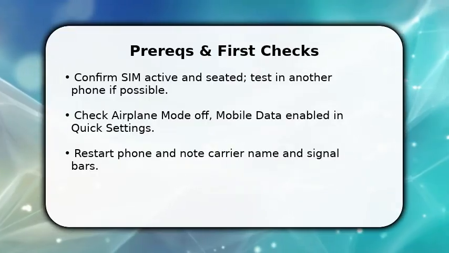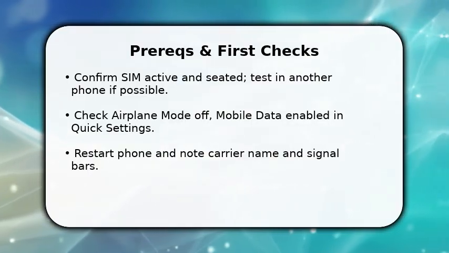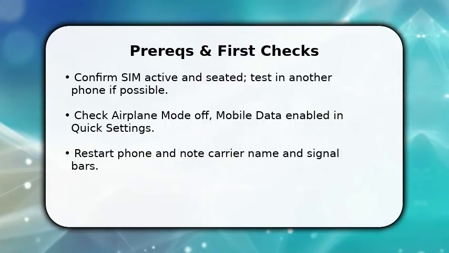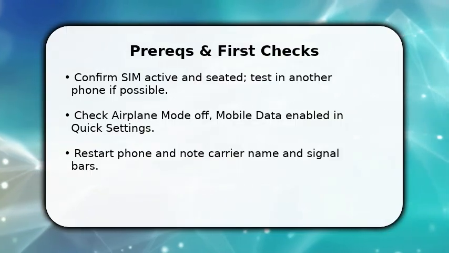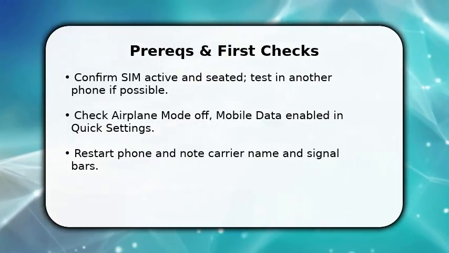You start by verifying basics that actually matter. Make sure the SIM is active and properly seated, and confirm airplane mode is off. Once done, pull down Quick Settings and enable mobile data if it's off. You should see the carrier name and signal bars.